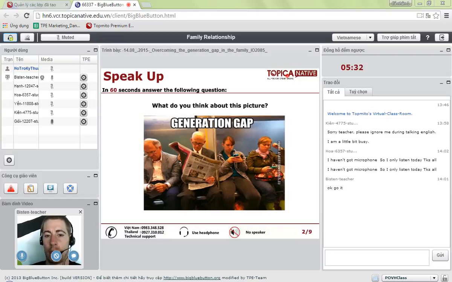Maybe they are sitting on an underground, and we can see that the two old men are wearing normal clothes and reading the newspaper, while the two girls wear fresh, modern and fashionable clothes.